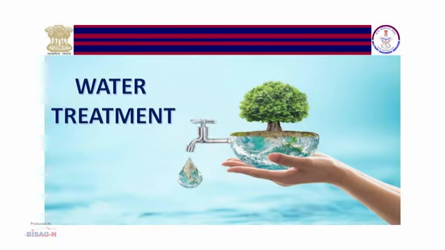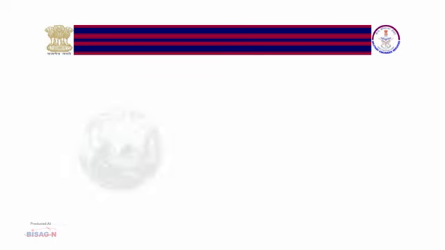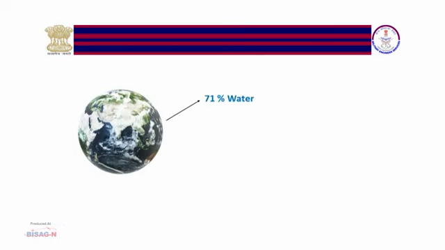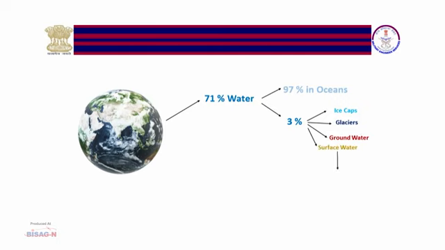This session is about water treatment plant and various unit operations involved in water treatment process in context of drinking water supply. Water covers around 71% of Earth's surface. Out of the total water available, 97% is in oceans and is saline in nature, which makes it costly for treatment. The rest 3% is found in form of ice caps, glaciers, groundwater and surface water. Surface water is further distributed in lakes, swamps and rivers.